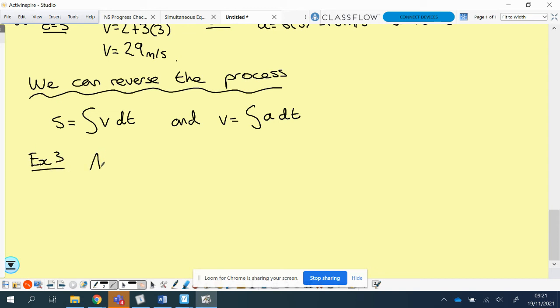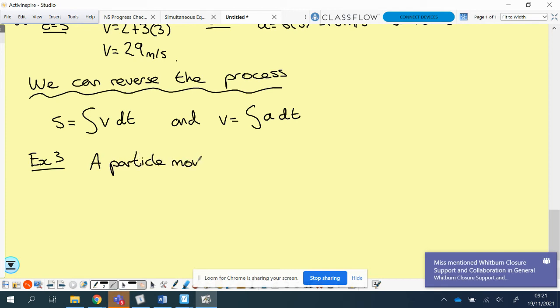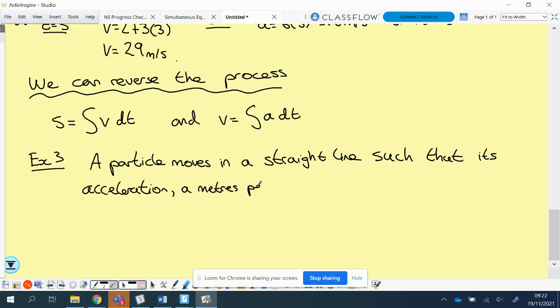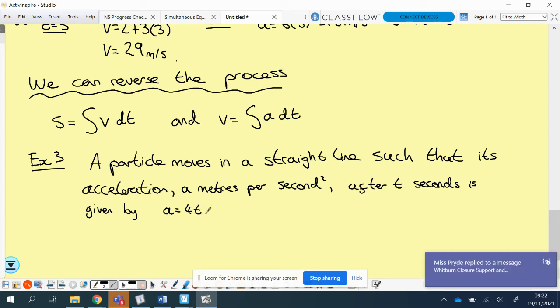Example 3. A particle moves in a straight line such that its acceleration, which will be a meters per second squared, after t seconds is given by a equals 4t. Okay, so that's my function for acceleration, a equals 4t.